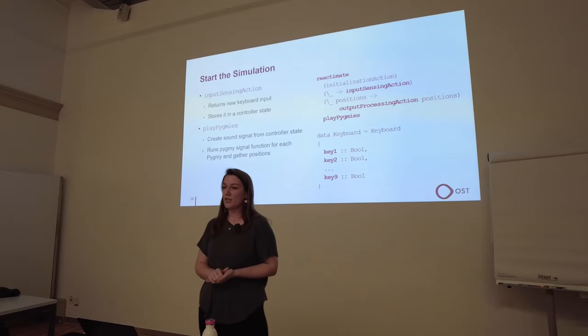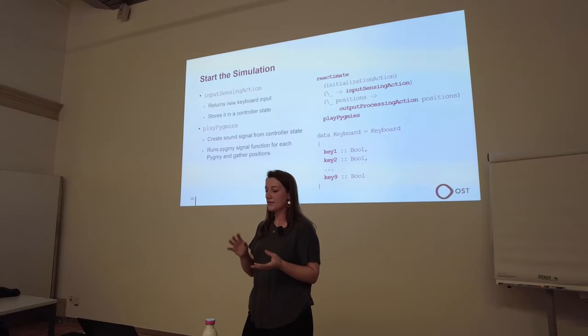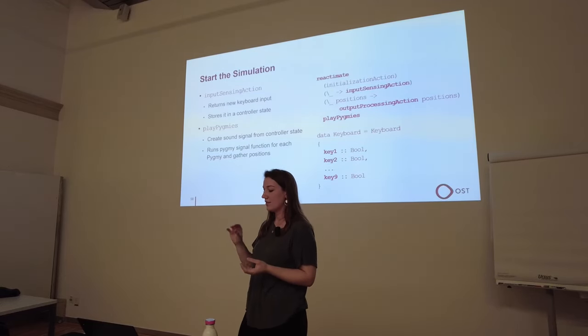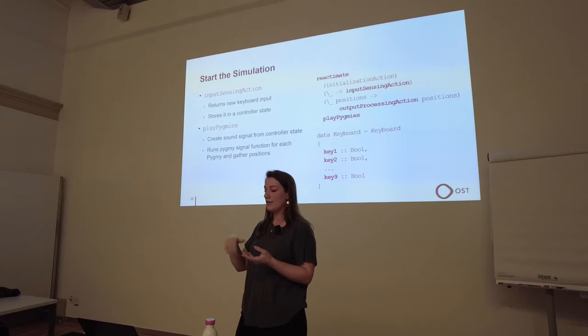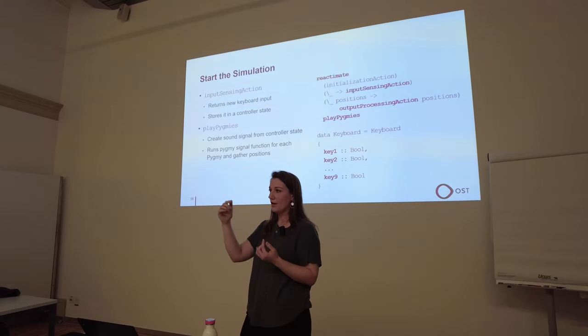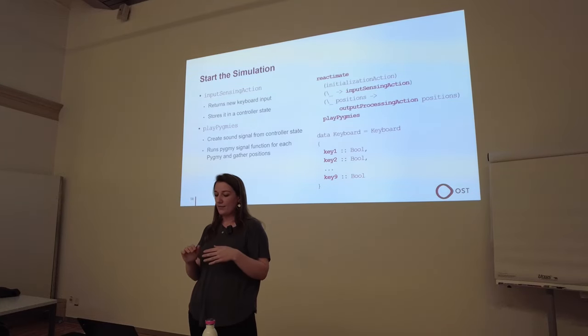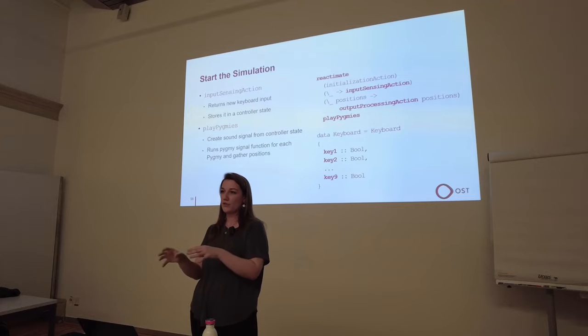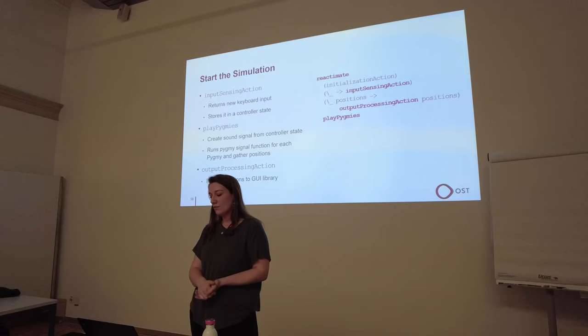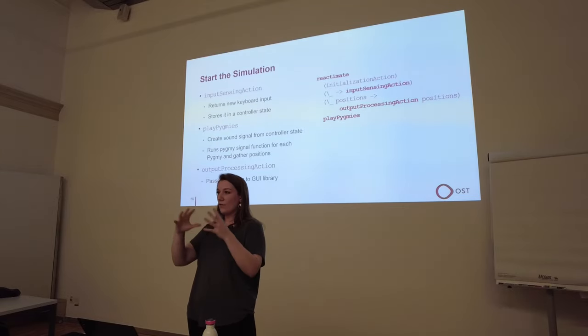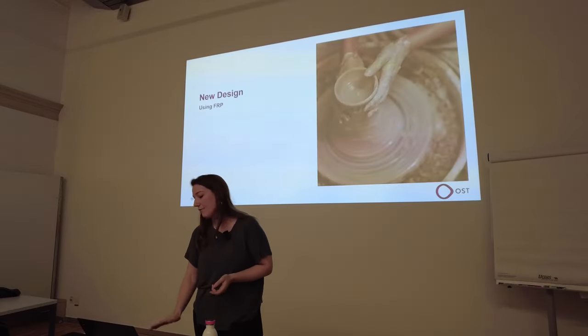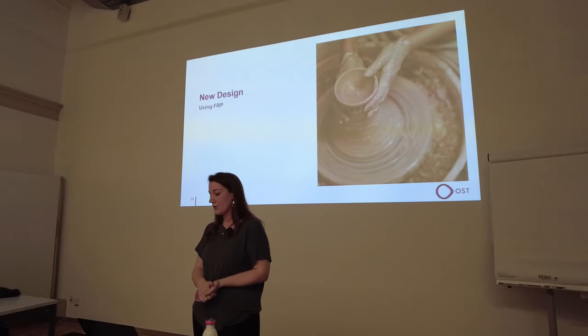Then in the pygmy function, I can create the sound signal from this state. So if there is a change, an event will happen, and the sound signal will hold the last key pressed. And then all the pygmy signal functions are run, and the positions are gathered together, and then passed to the output processing action, which passes it to the UI library. So this is how it all comes together. Now, let's have a look at this pygmy function.